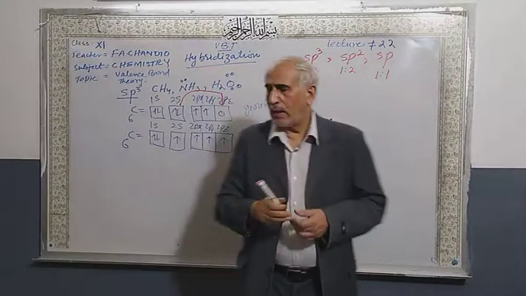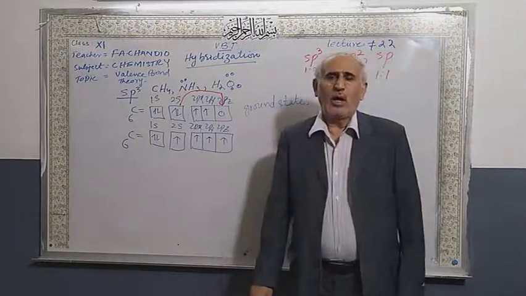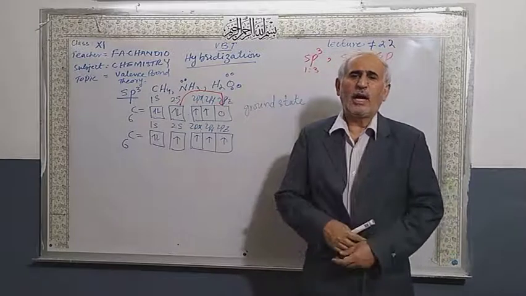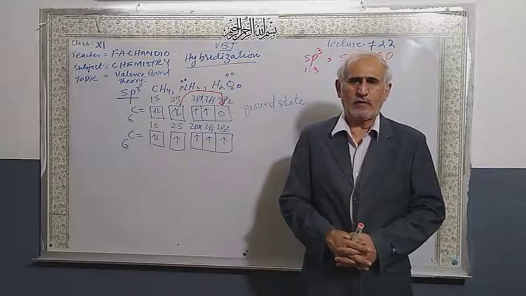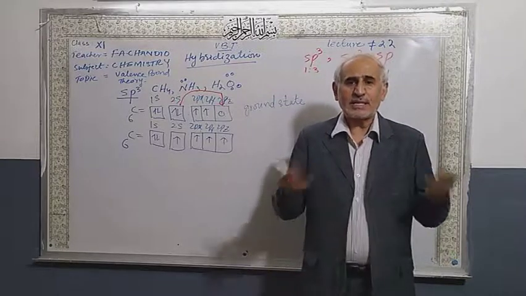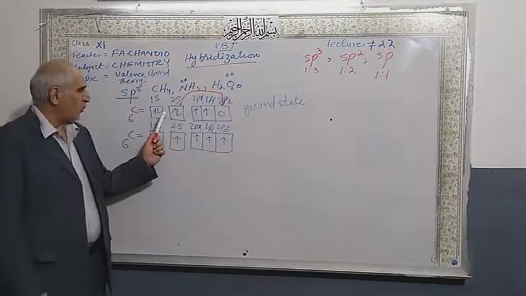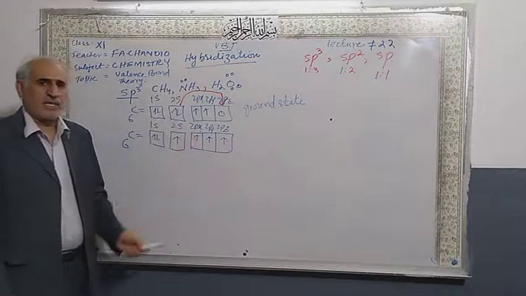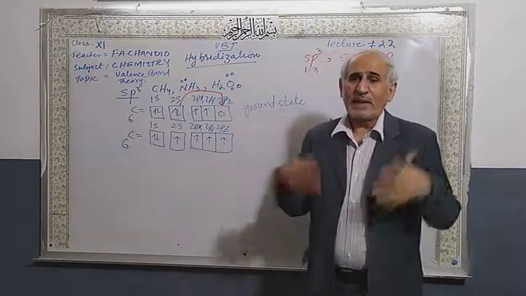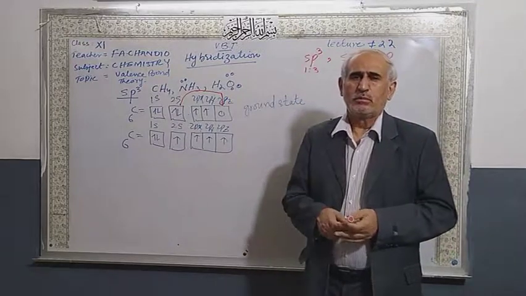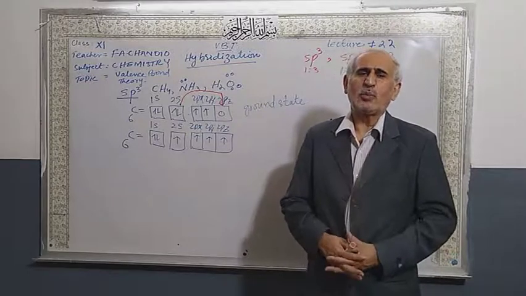Now you can find four half-filled atomic orbitals: 2s1, 2px1, 2py1 and 2pz1. Students, maybe the question asked is that you are promoting an electron from 2s to 2pz. So from where do you need energy? From where does this energy come to promote an electron from 2s to 2pz?